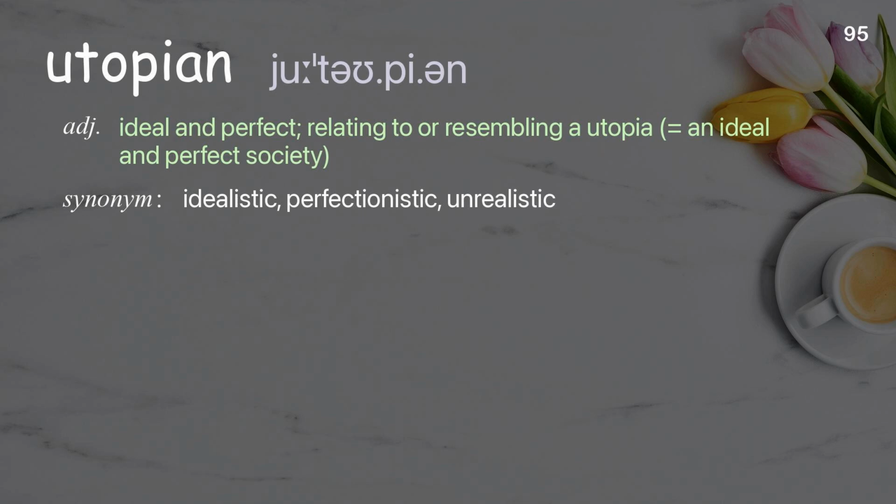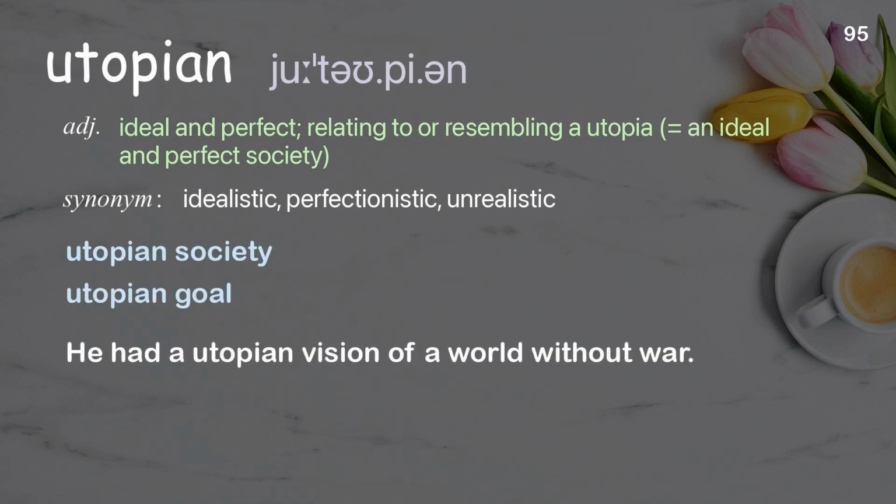Utopian. Ideal and perfect, relating to or resembling a utopia, an ideal and perfect society. Examples: Utopian society. Utopian goal. He had a utopian vision of a world without war.